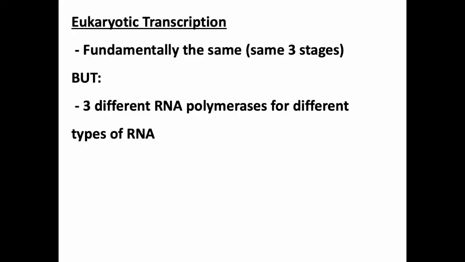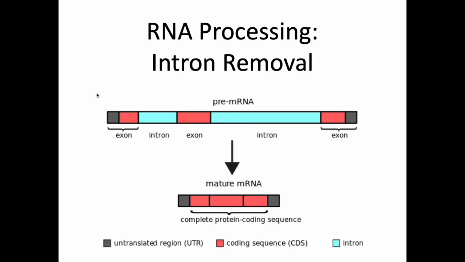The other major difference has to do with processing. So here's an example of a sort of raw transcript from a eukaryote. You have the beginning, the middle, the end. Within this piece of RNA, there are a couple of different types of region. There are exons and introns. So this is the raw product of transcription. This is what we build straight, fresh out of RNA polymerase.